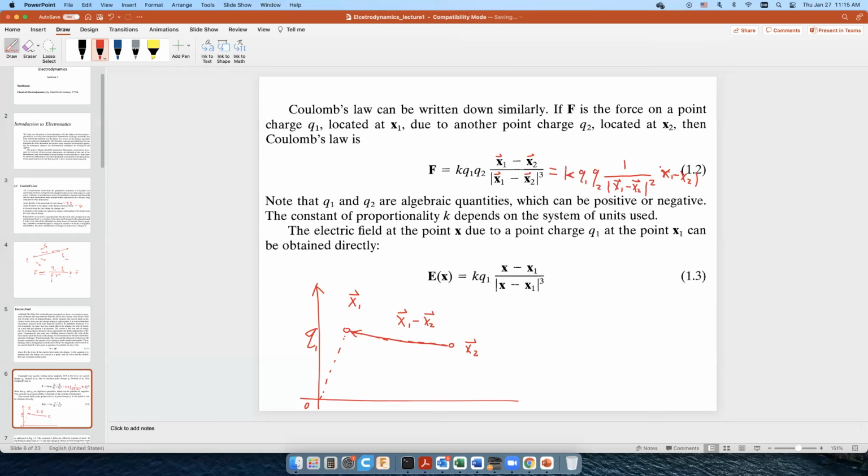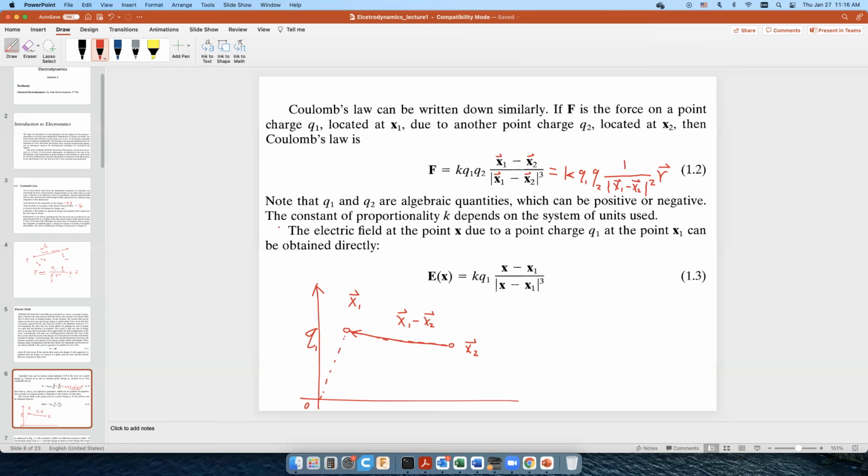Let's say r hat. Hat means a normalized vector. Let's say the magnitude of this vector is 1. Or we can simply define the direction to be r, or any symbol you want to use for a direction vector. The magnitude of its value is 1, but the direction describes the direction from x2 to x1. They are the same.